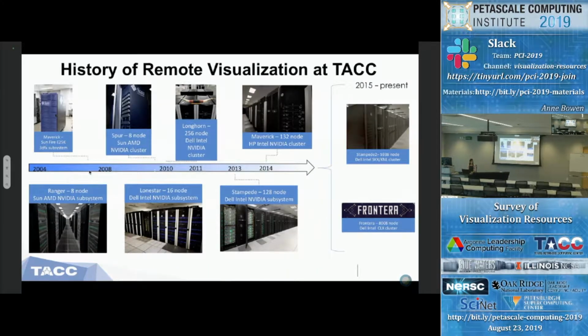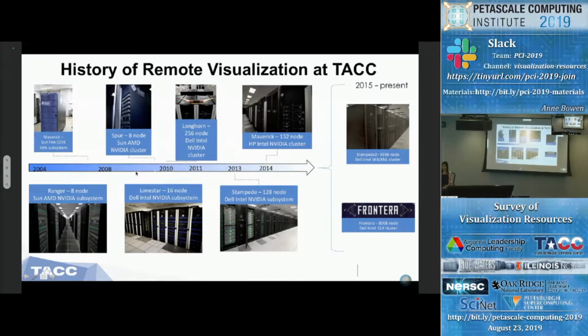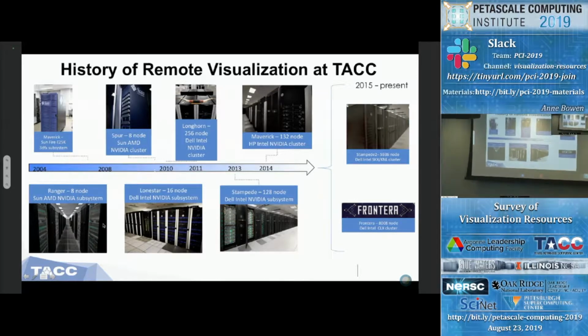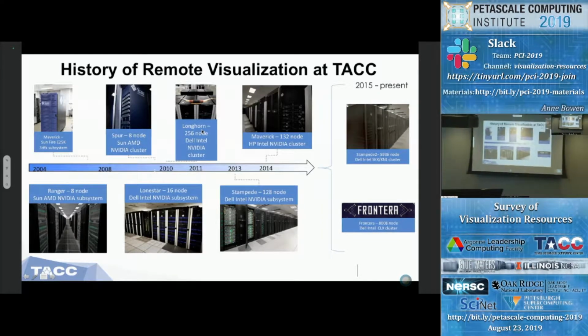So this is just a quick history of what this has looked like at TAC. 10 years ago, when you had Ranger or the original Lone Star, you would run your simulation on those machines, and then we would advise people to move their data to Spur or Longhorn or a visualization machine for their visualization.